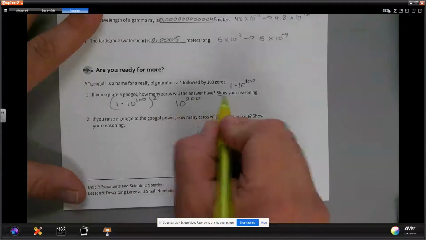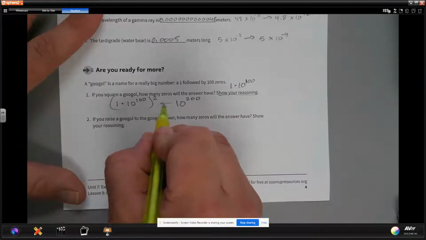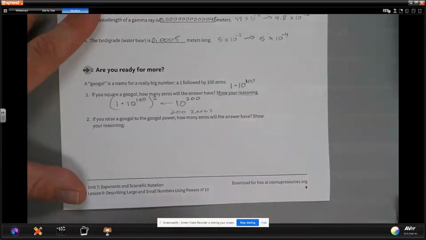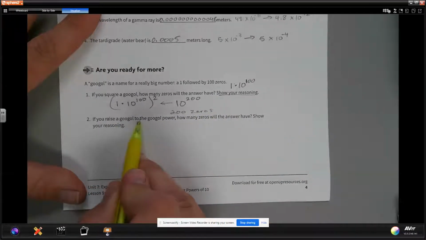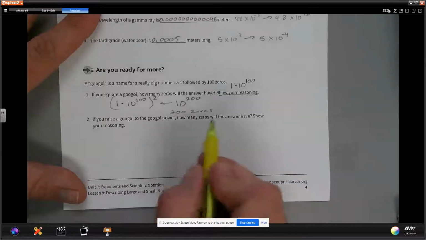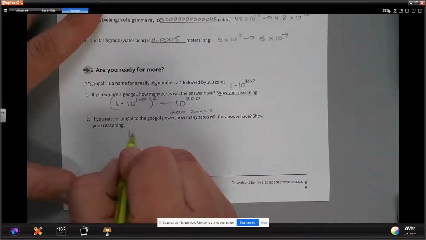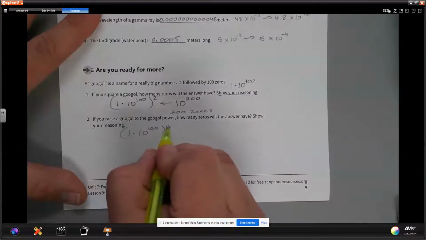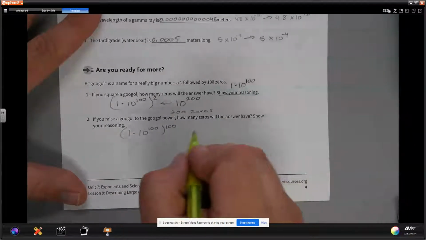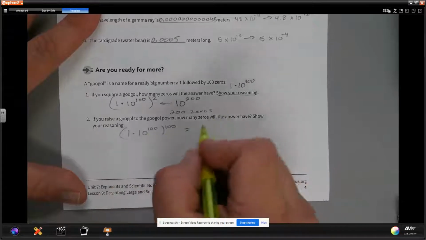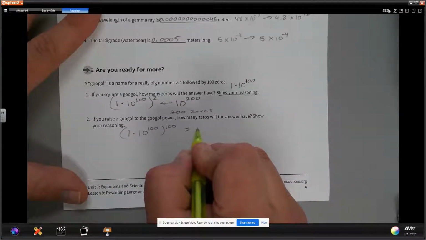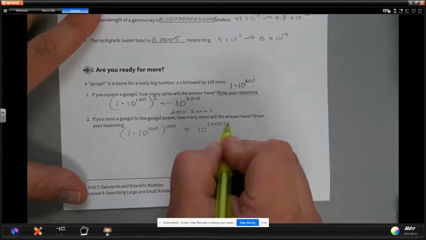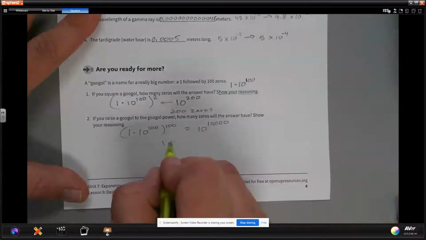This is our explanation. Show your reasoning. How many zeros would it have? 200 zeros. If you raise a Google to the Google power, how many zeros will that answer have? Well, that'd be 1 times 10 to the 100th. And then we're going to raise that to the power of 100 again. Then we can simply multiply 100 times 100, and we would get 10 to the 10,000th power.